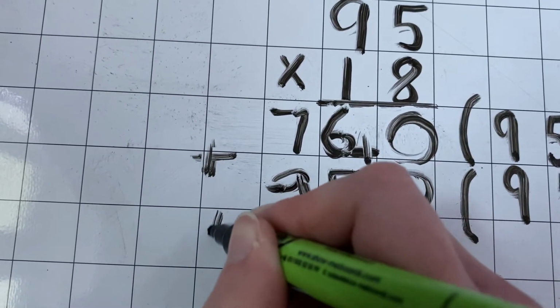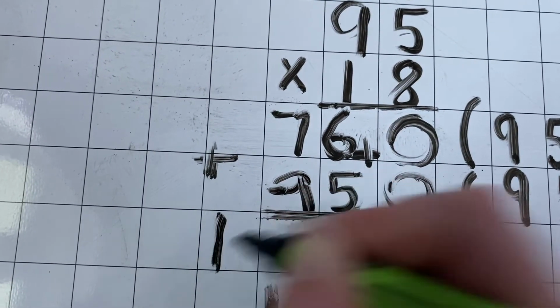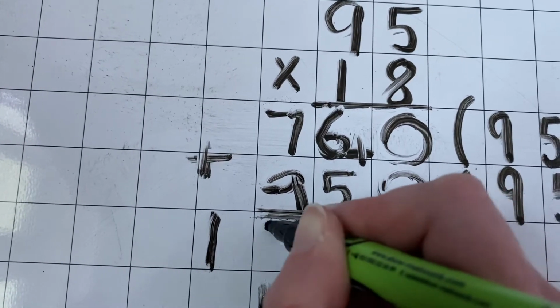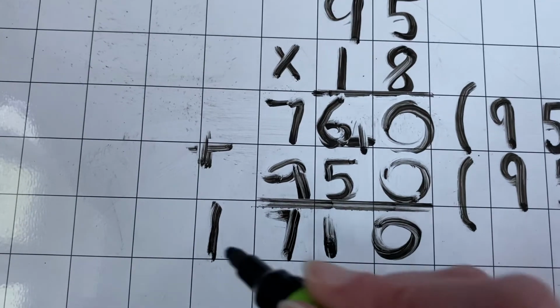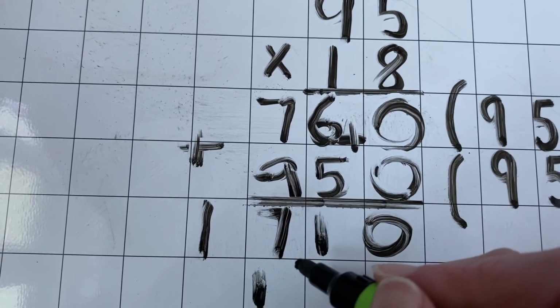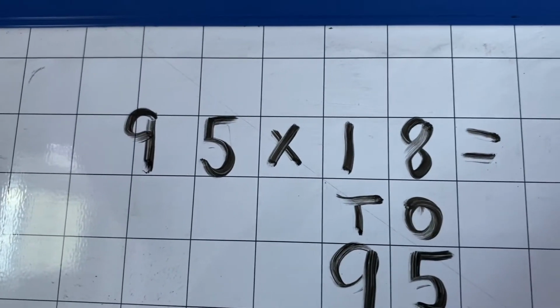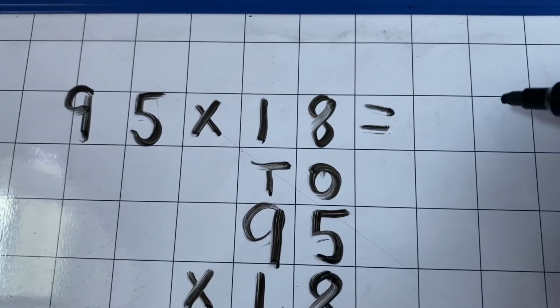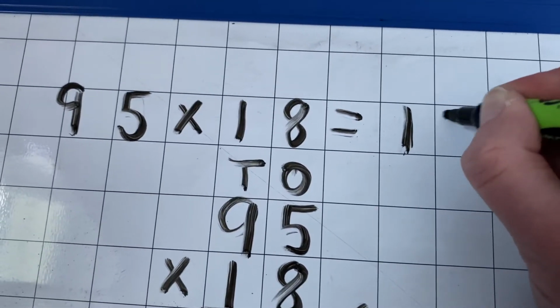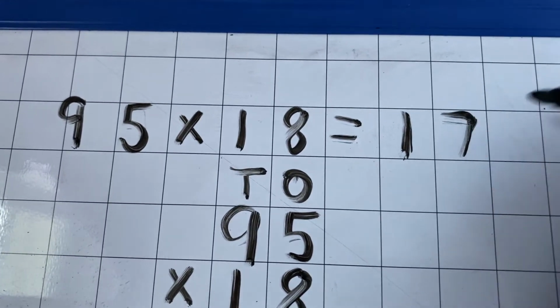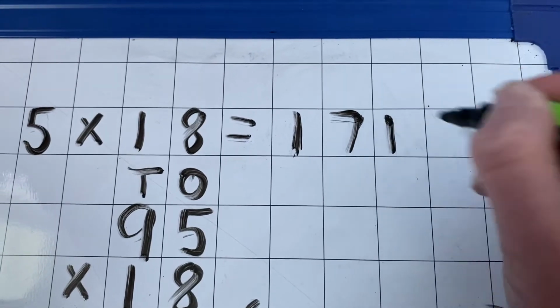Therefore, 1700. In which case our total is 1710. So 95 times 18 is 1710.